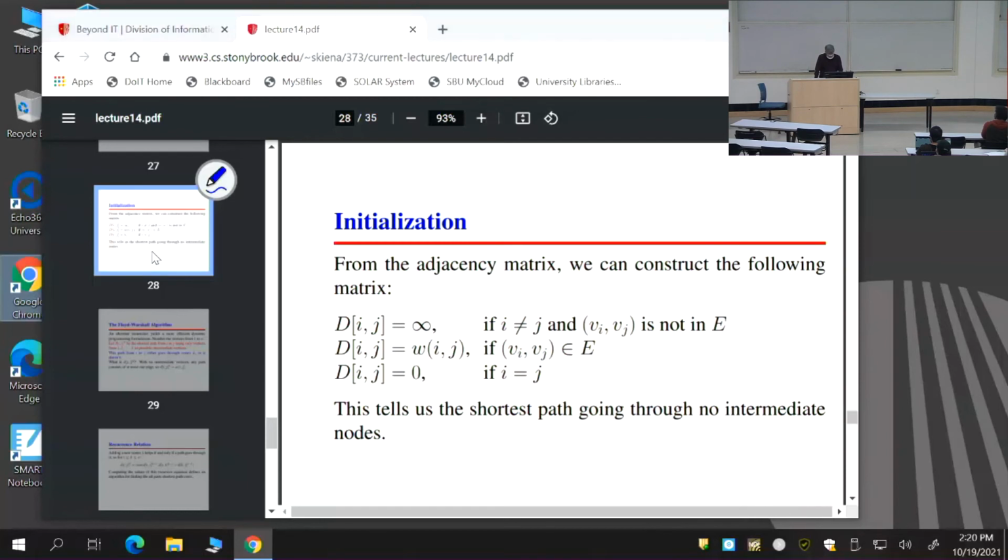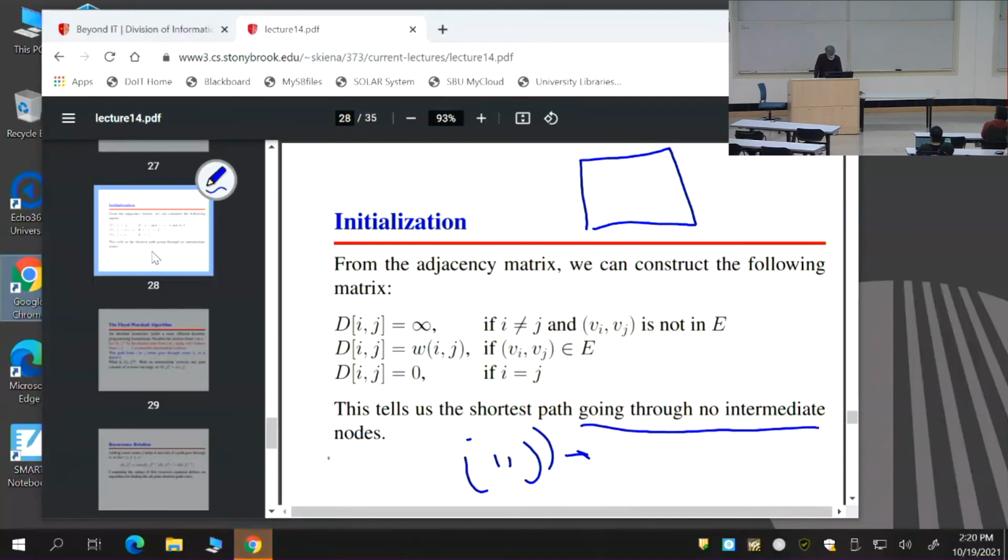First, if we wanted to build a matrix where vertex ij is the length of the shortest path from I to j going through no intermediate vertices. What is the shortest path from I to J going through no intermediate vertices?